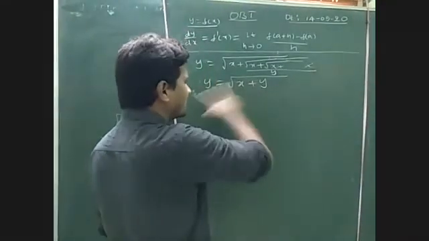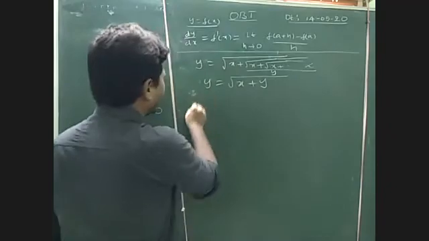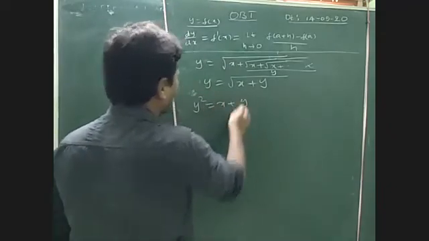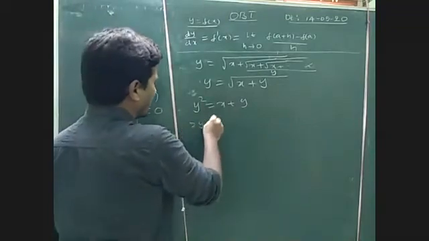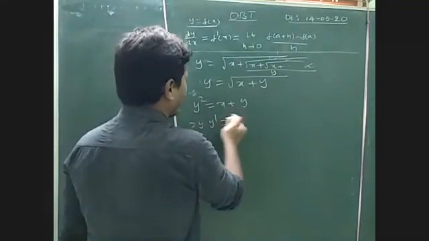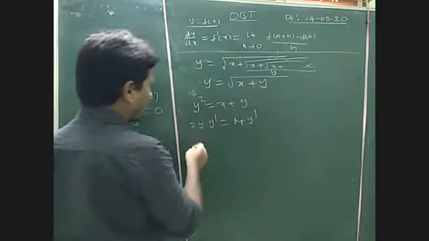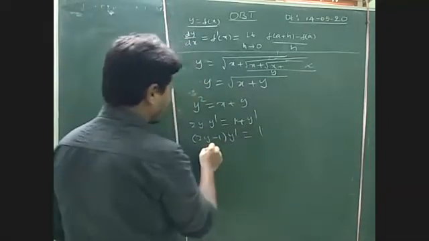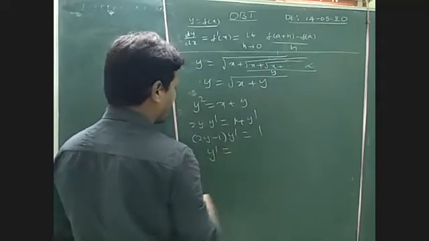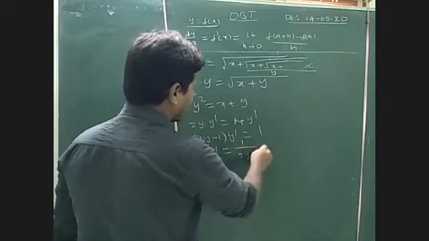So we'll get, squaring on both sides, y square is equal to x plus y. Now we can differentiate. So here 2y y dash is equal to 1 plus y dash. Take y dash common: (2y minus 1) y dash is equal to 1. So y dash, nothing but dy by dx, is 1 by (2y minus 1).